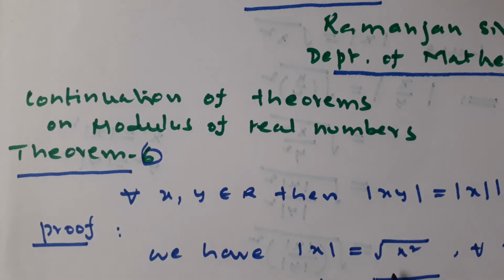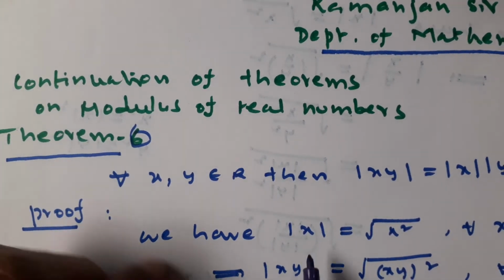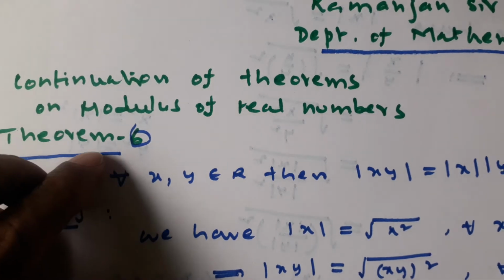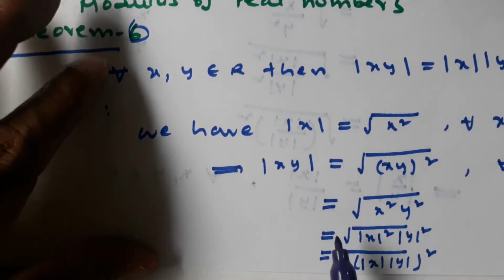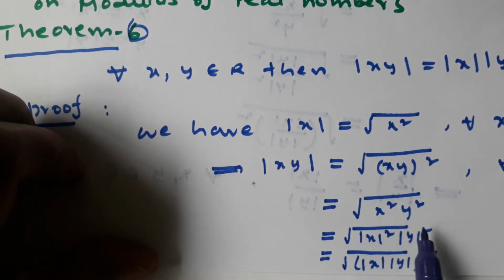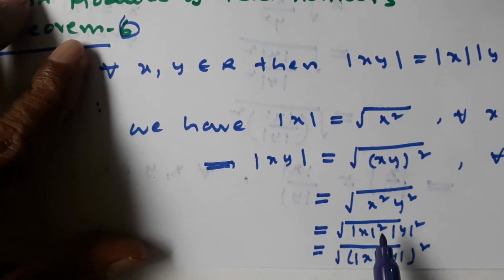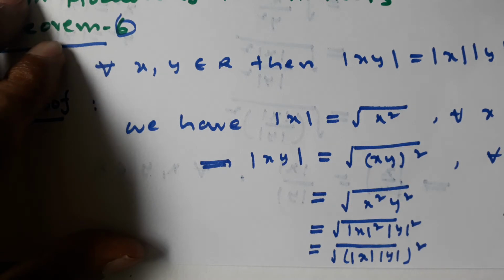Mod x is equal to root x square, for all x belongs to R. So replace x by xy. Mod xy is equal to root of (xy) whole square, which is equal to root of x square into y square. In place of x square I will write mod x square, because we have the property that x square is equal to mod x square.